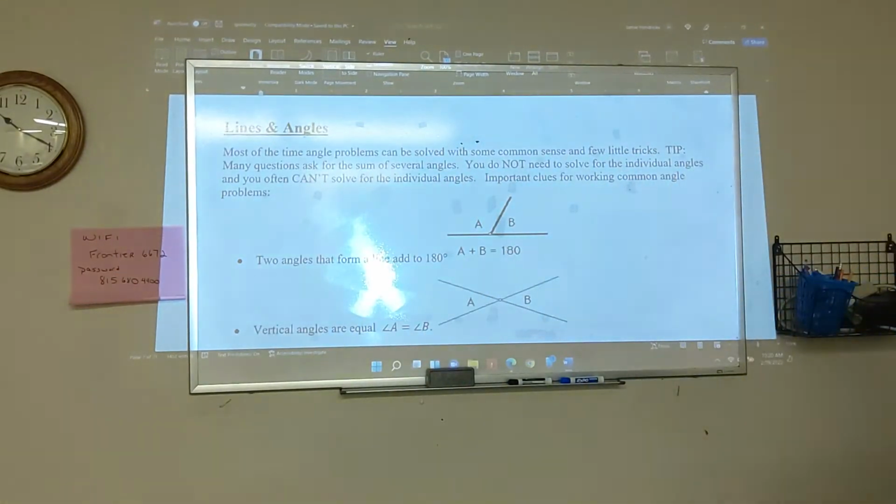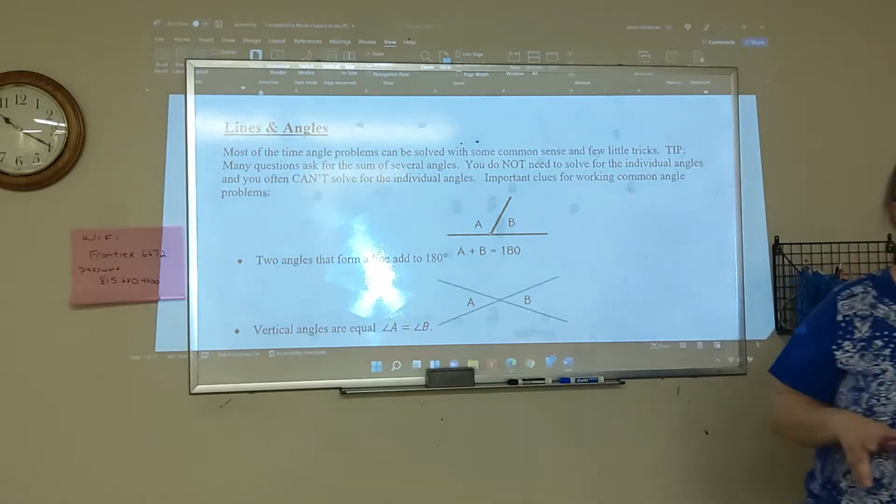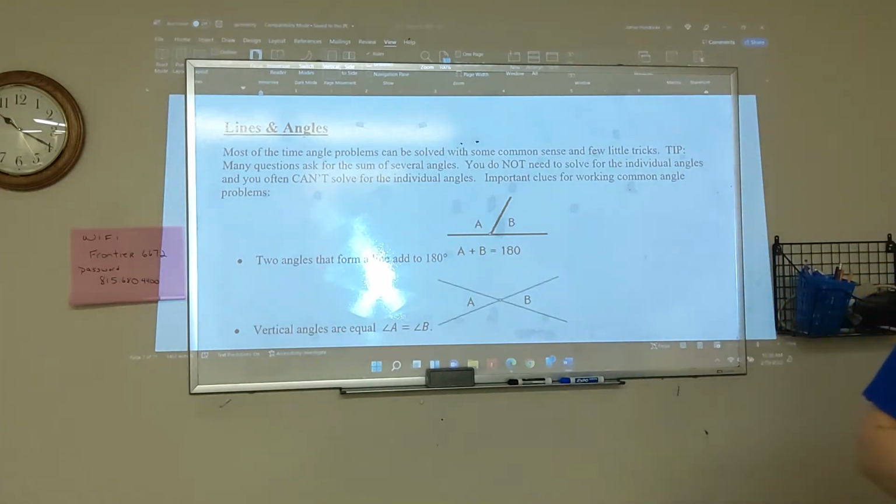Okay, so next up is lines and angles. Lines and angles problems, most of the time we can solve these with some common sense or just a couple of tips and tricks. These aren't usually too bad. There's a few little tricky problems, and we're actually going to go over the ones that look kind of tricky together, so no big deal.